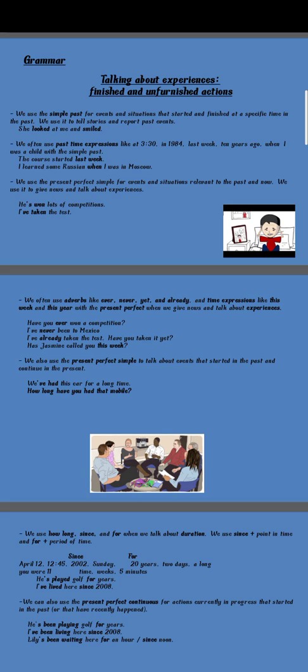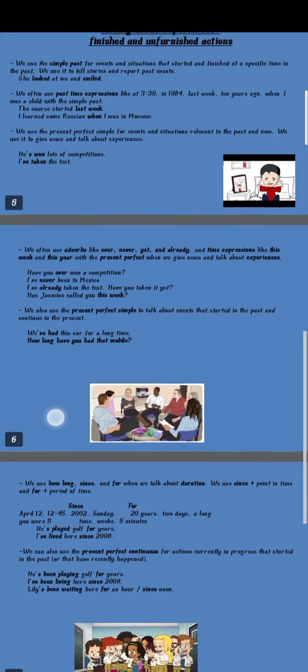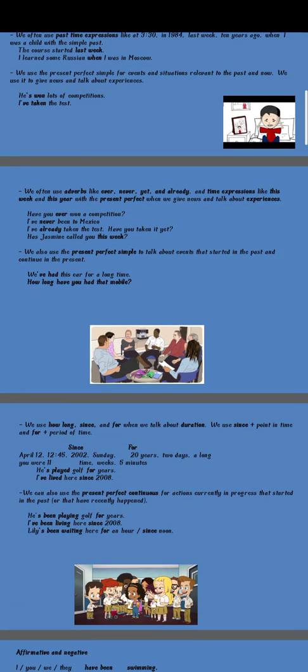One of the adverbs used with the present perfect, as you know, we can use some of the adverbs like ever, never, yet, already, and sometimes expressions like this week, this year. So all of those are used with the present perfect when we give news and talk about experiences. For example, when I say, have you ever won a competition? No, I have never won a competition. I have never been to Mexico. So in my lifetime, I have never visited Mexico.